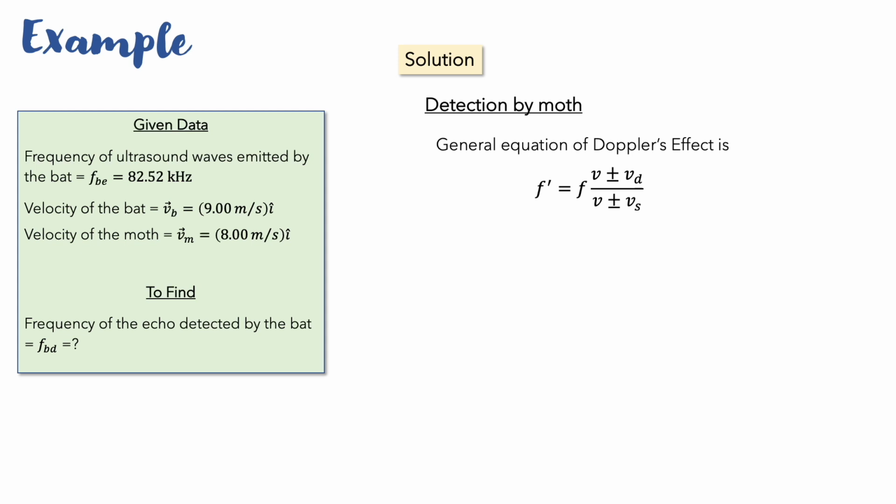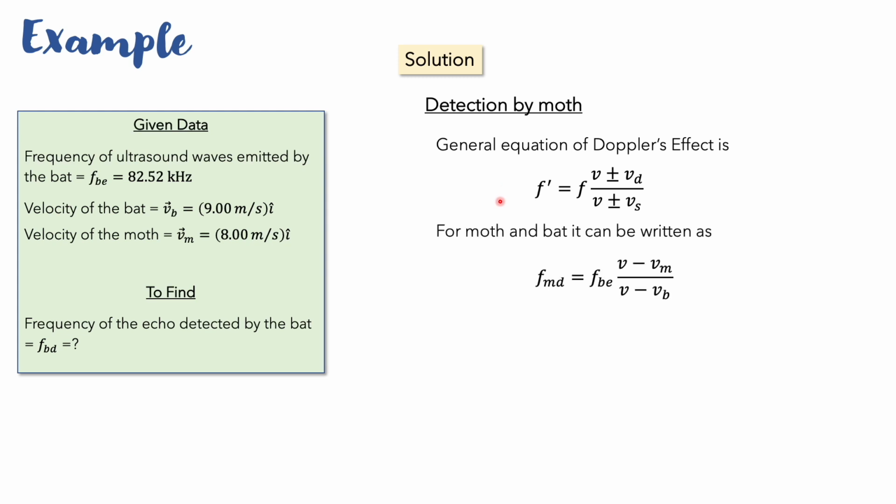Okay, the first case: when the bat emits the ultrasonic waves, the bat is the emitter or the source, and it is going towards the moth, so the moth is the detector before it reflects from there. So when the ultrasonic waves are generated by the bat, the bat becomes the source, and the waves go and hit the moth, and the moth becomes the detector.